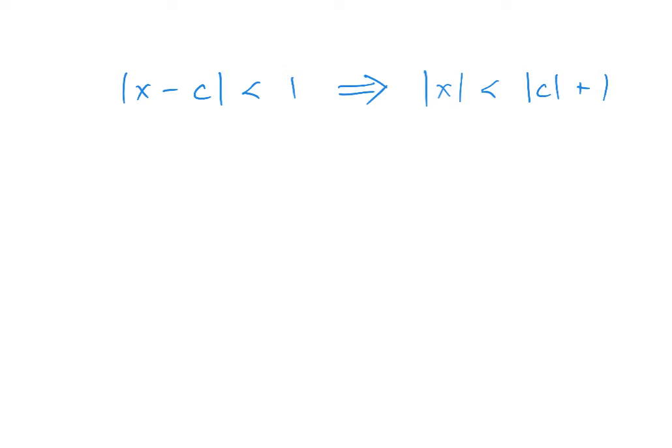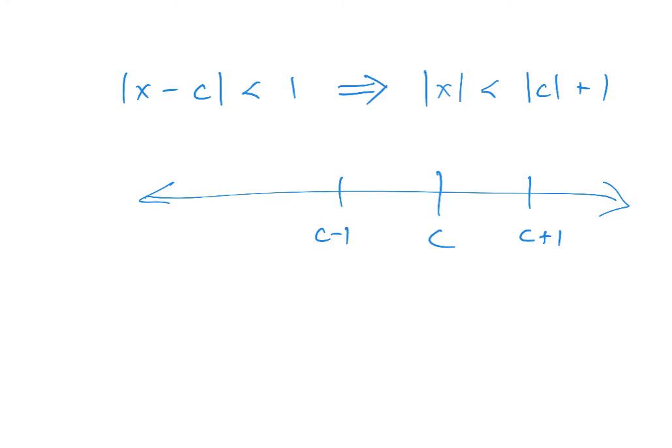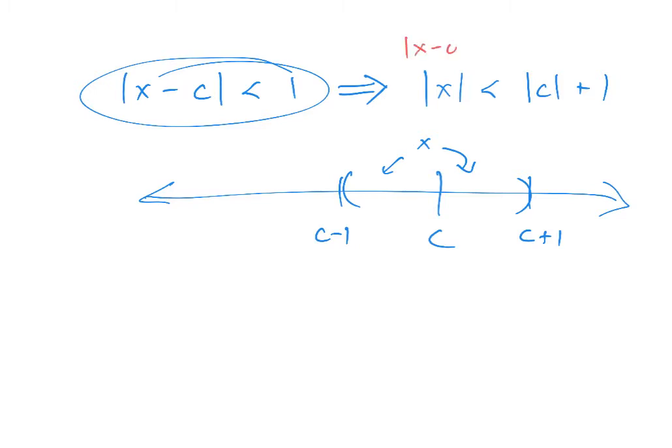Okay. Let's draw a picture. That's the second thing: you should draw a picture. Here's c. Here's c plus 1. Here's c minus 1. Absolute value of x minus c less than 1 means that x is somewhere there. It's within 1 of c. Now, if we want to translate these, I can go farther. I can say every time you see an absolute value, that is a distance.